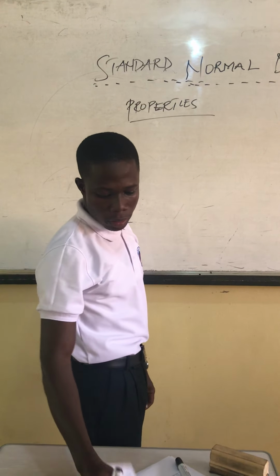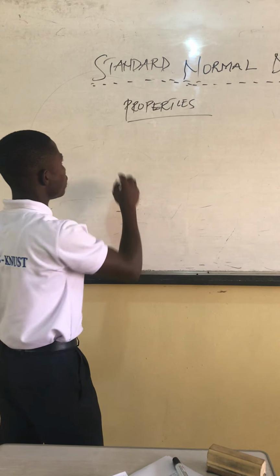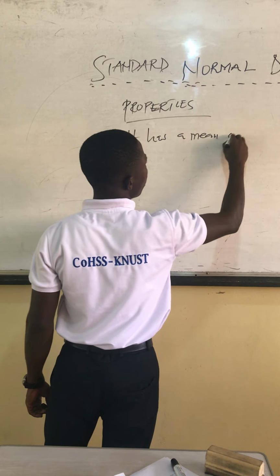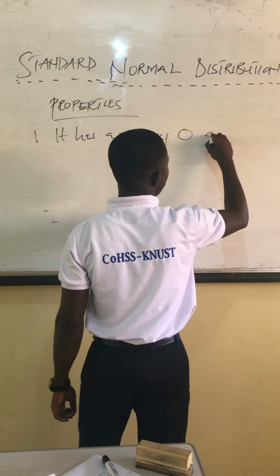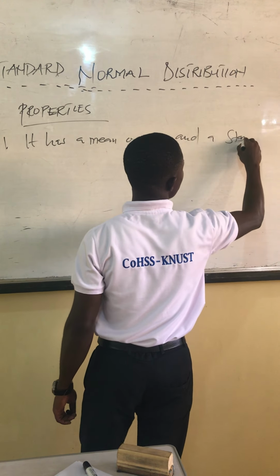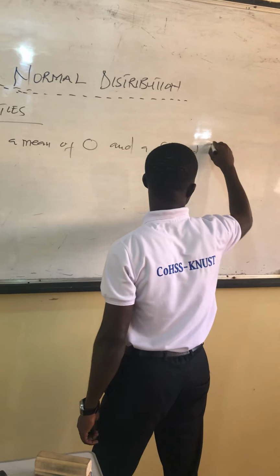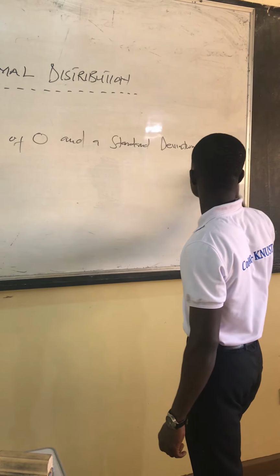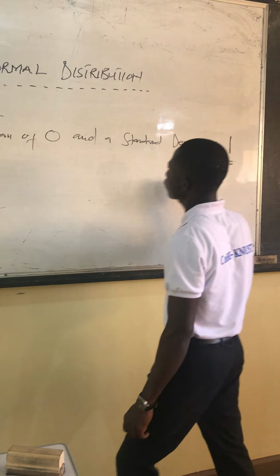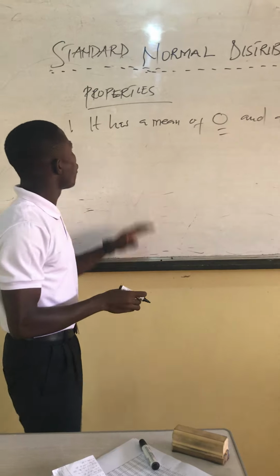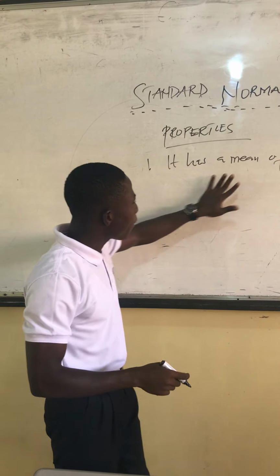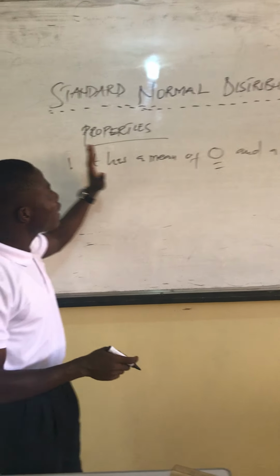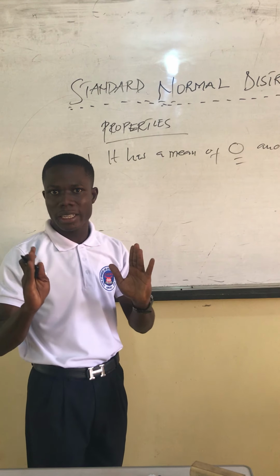The first property of the standard normal distribution is that it has a mean of 0 and a standard deviation of 1. So with the standard normal distribution, it has a mean of 0 and a standard deviation of 1, meaning that the mean is static.